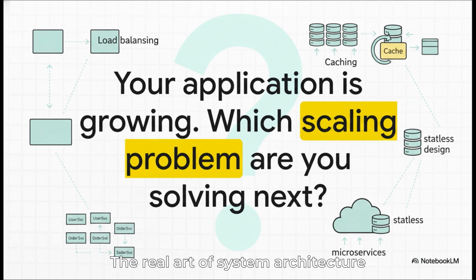The real art of system architecture isn't just knowing what the tools are, it's about correctly identifying which problem you actually need to solve right now. So that leaves one question for you to think about. As your application grows, which scaling problem are you trying to solve next?